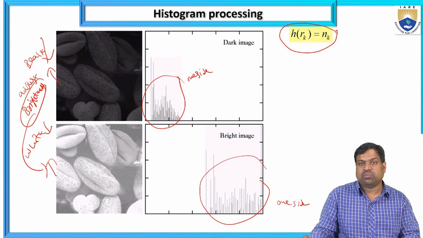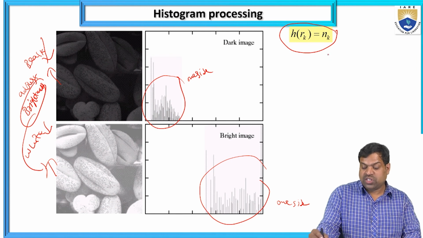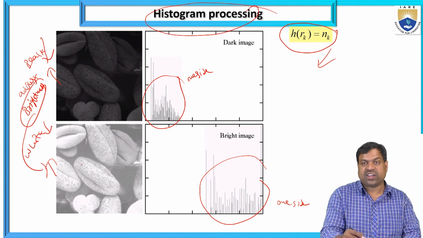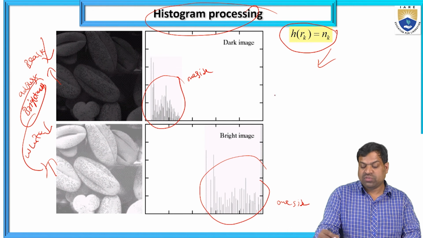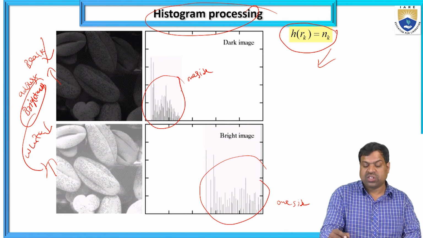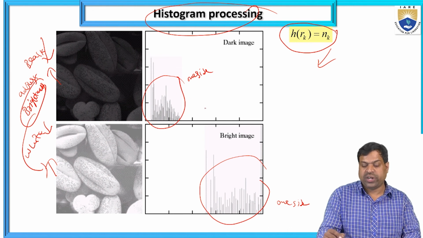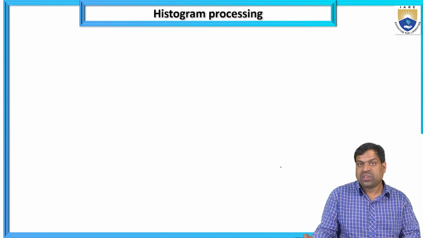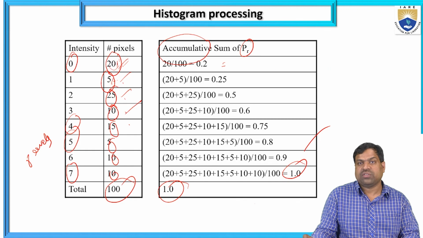It is another example. Here h(Rk) = Nk; I applied the formula for histogram processing. Here the black is very high, and here the white colors are very dominating. You can observe this: only on one side the black color is dominating, and in the graph here the white colors are dominating. So we have to convert it to normal.